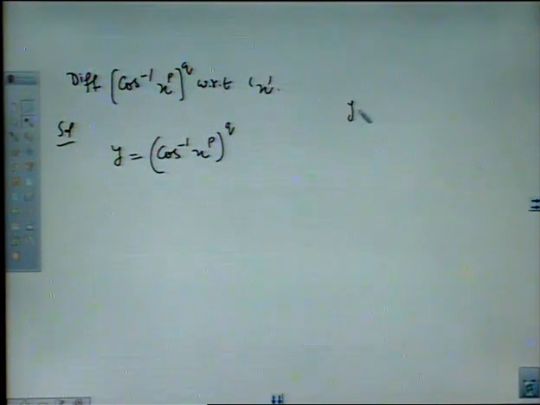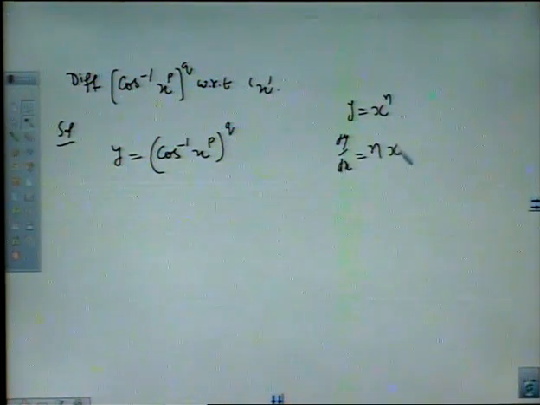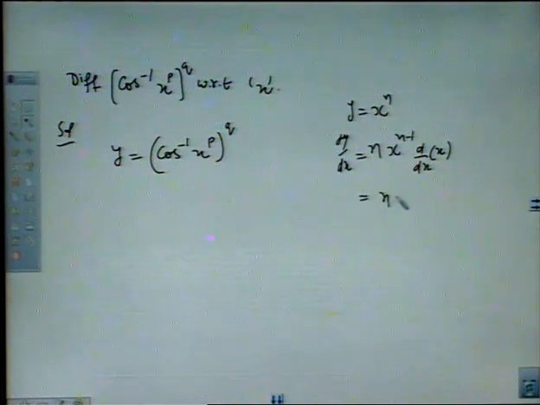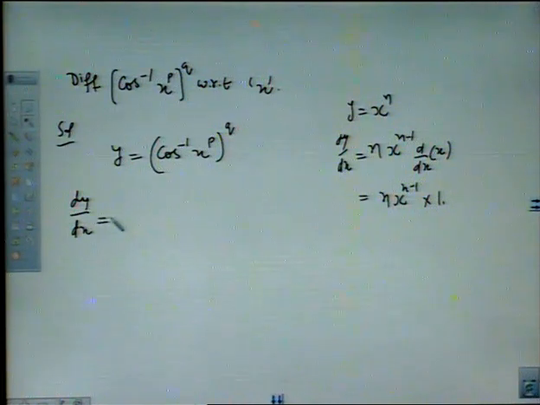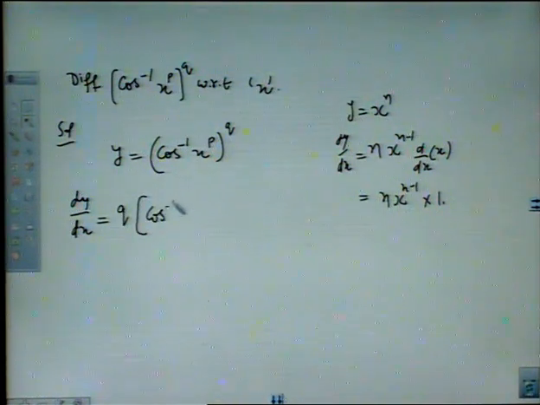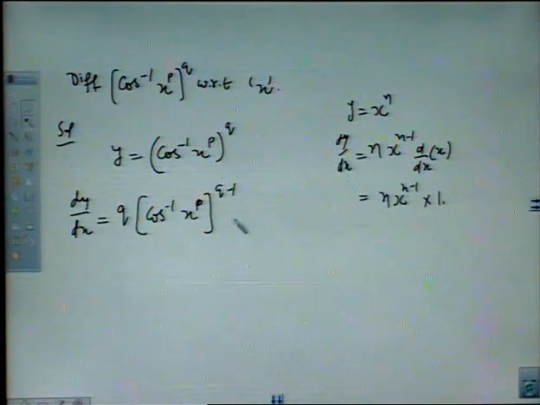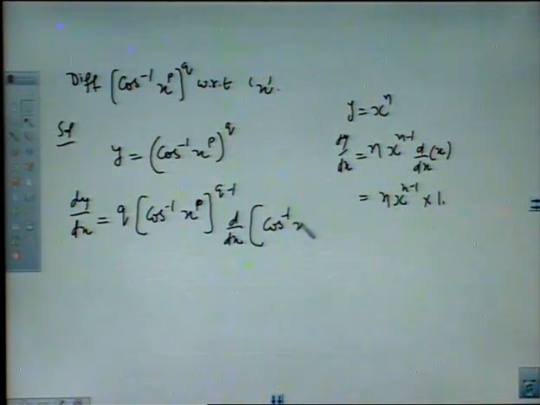We know that if y equal to x raised to power n, then the derivative of this is, power comes outside and decrease the power by 1, and derivative of x means n x raised to n minus 1 into 1. Here, differentiating with respect to x, we get power comes outside and decrease the power by 1 and derivative of cos inverse x raised to power p.